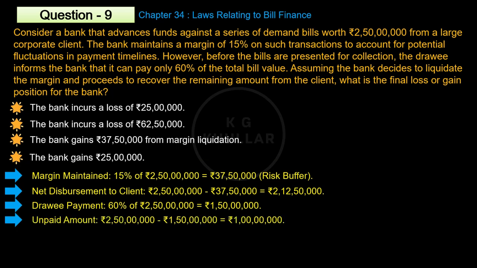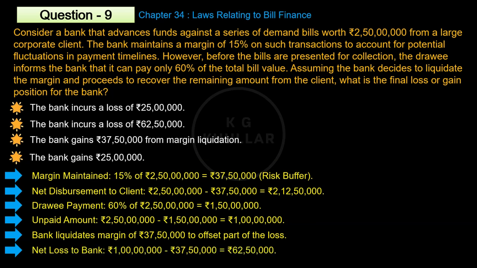So the unpaid amount then becomes rupees 2 crores 50 lakhs minus rupees 1 crore 50 lakhs equals rupees 1 crore. And since the bank has already disbursed rupees 2 crores 12 lakhs 50,000, it faces a potential loss if it cannot recover from the shortfall. So the bank then liquidates its margin of rupees 37 lakhs 50,000, which helps the bank to partially offset the loss. Now after adjusting this margin, the net loss of the bank becomes rupees 1 crore minus rupees 37 lakhs 50,000 equals rupees 62 lakhs 50,000.